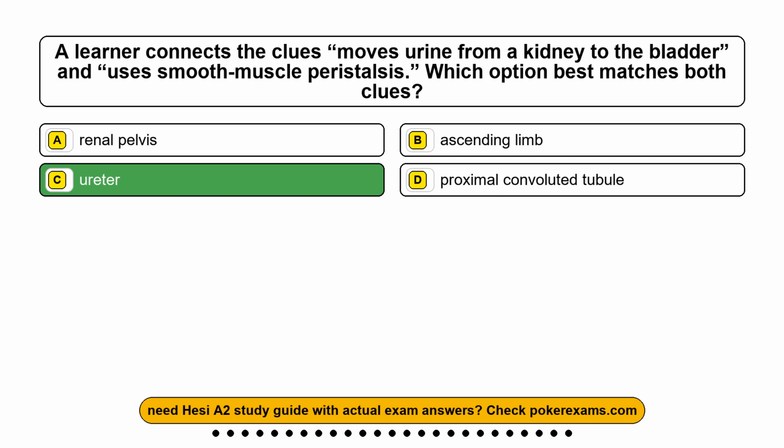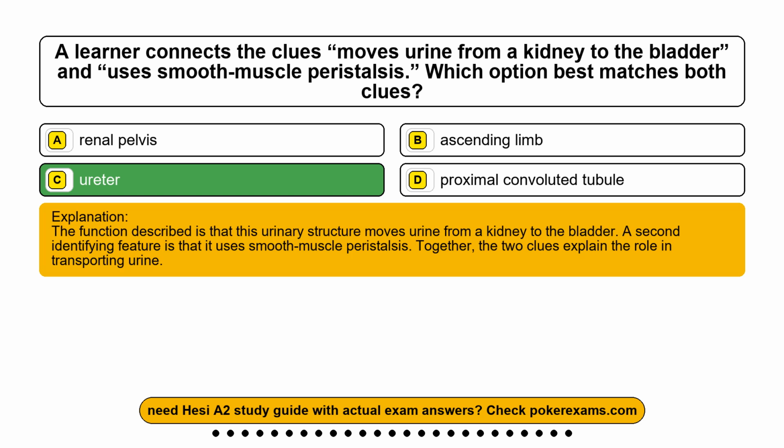The correct answer is option C, ureter. The function described is that this urinary structure moves urine from a kidney to the bladder. A second identifying feature is that it uses smooth muscle peristalsis. Together, the two clues explain the role in transporting urine.